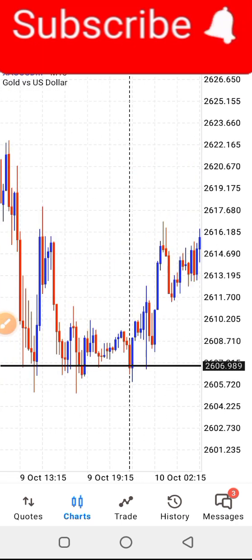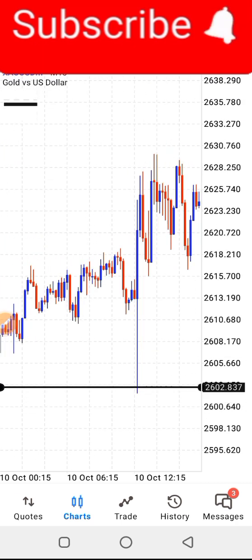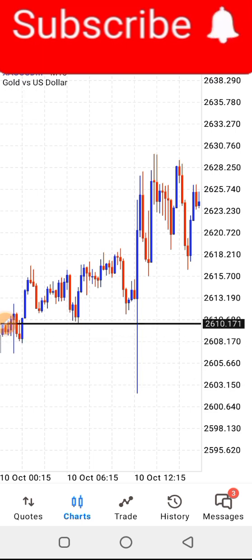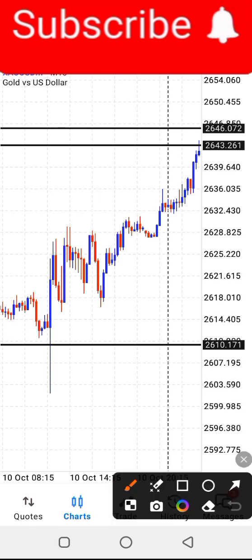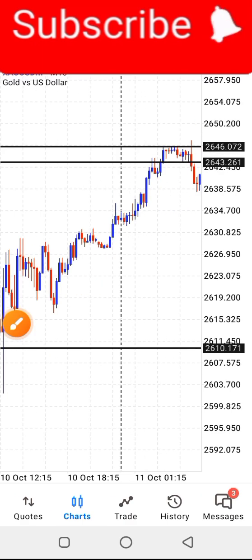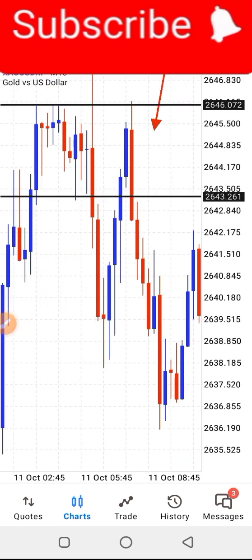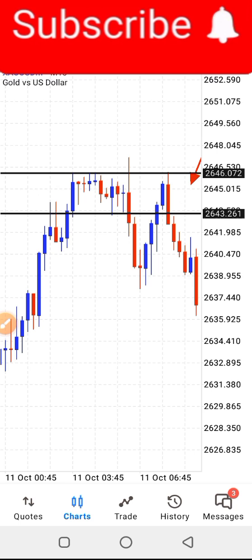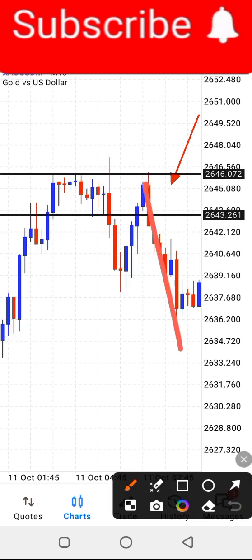I can confidently say this trend started somewhere around here, so I can place a horizontal line here, or I can just put it here. This trend started around here, and you can see it's moving in the upwards direction, right? Very clear, very visible. Price is giving us higher highs and higher lows. So we got to this point where price gave us a sell. Look at this, price gave us a sell from here.